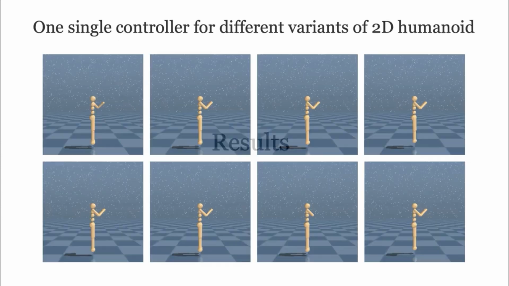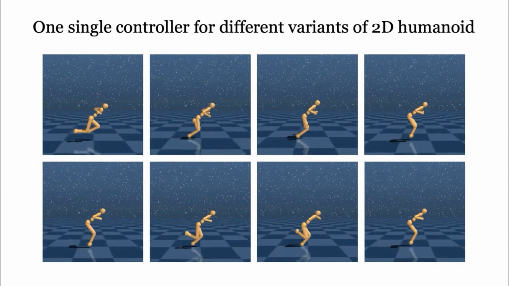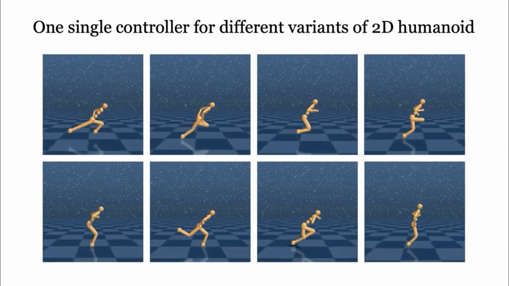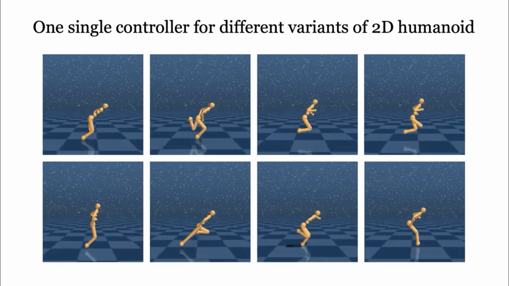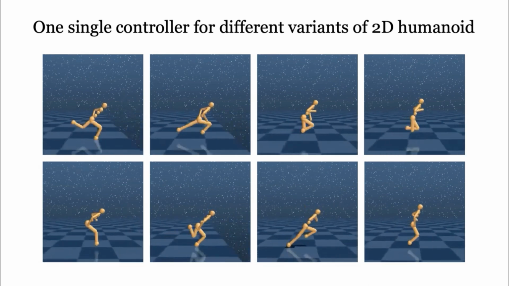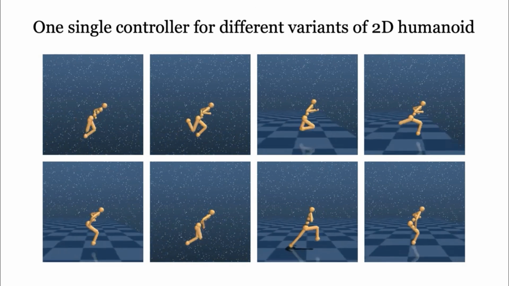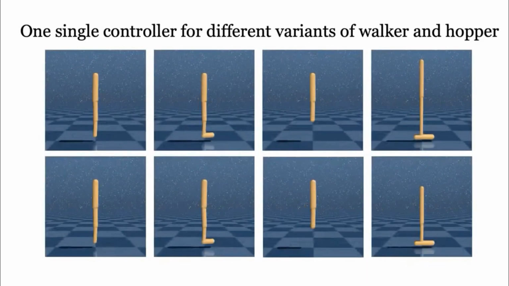We now show the results. So here are different variants of 2D humanoid. Our model is simultaneously trained on all of them. Although they have different numbers of limbs, some even have only 1 leg, the model works decently well on all of them. The 1-leg agents can hop and the 2-leg agents can walk.